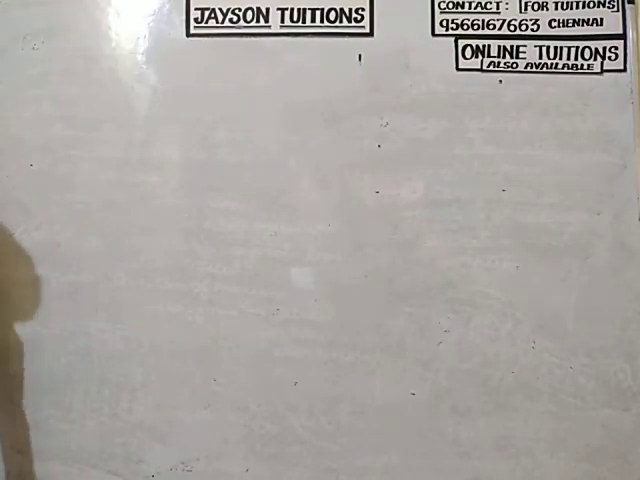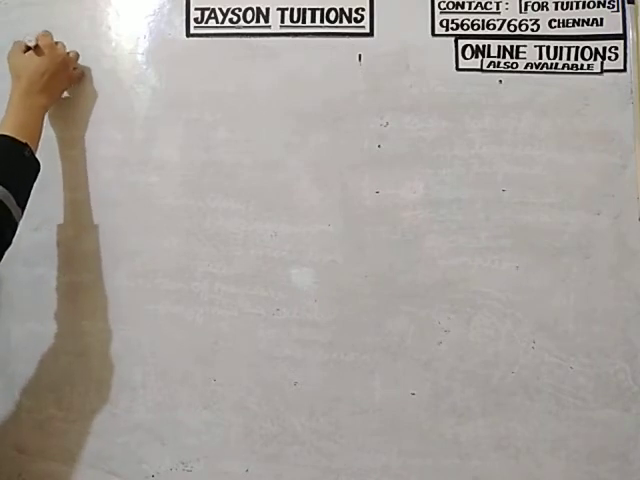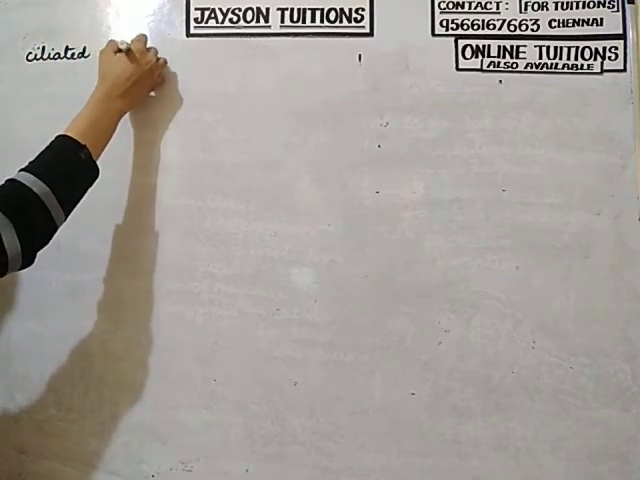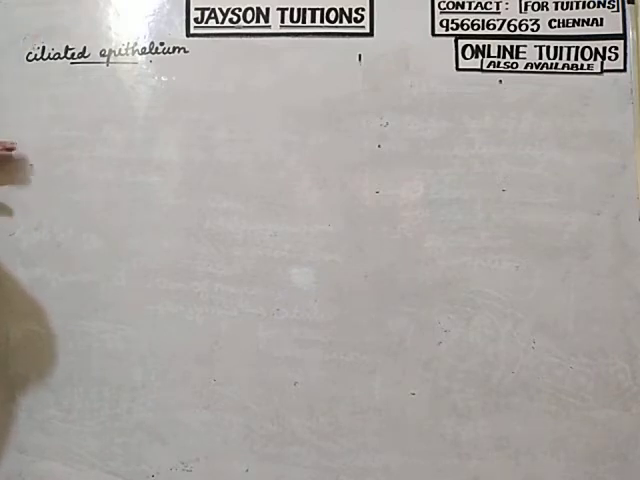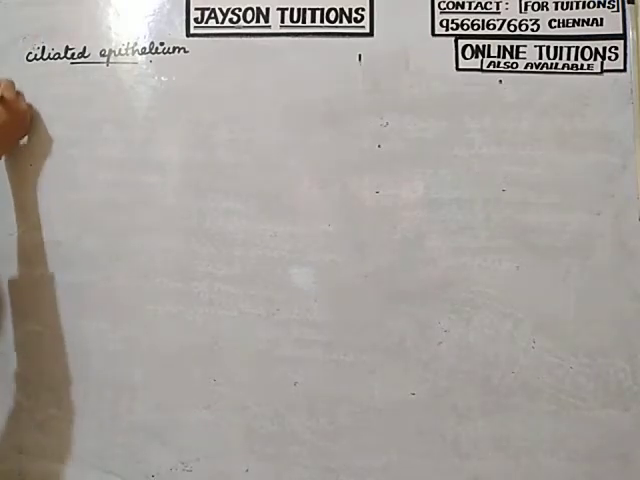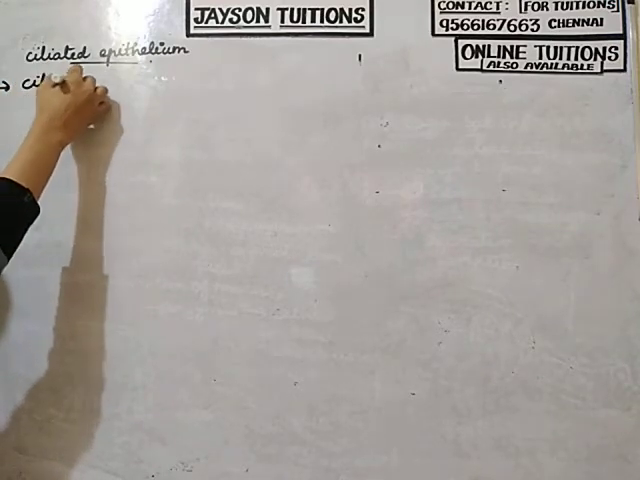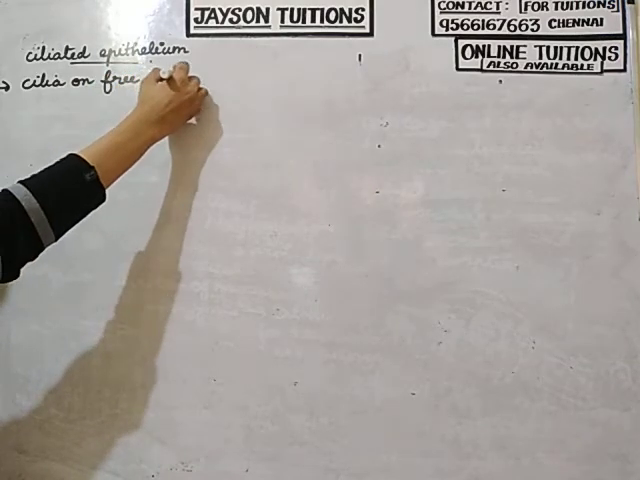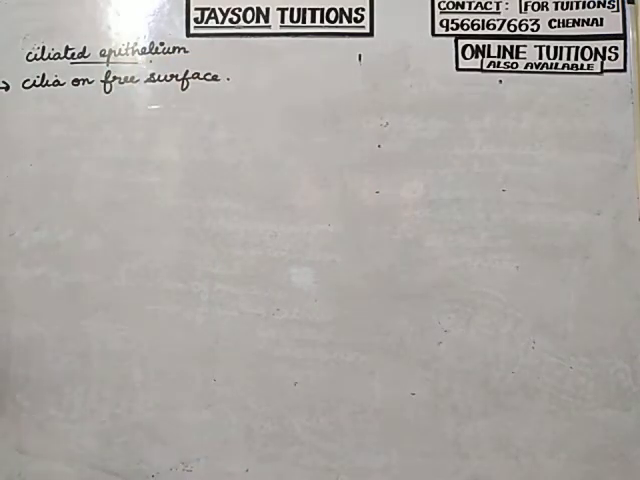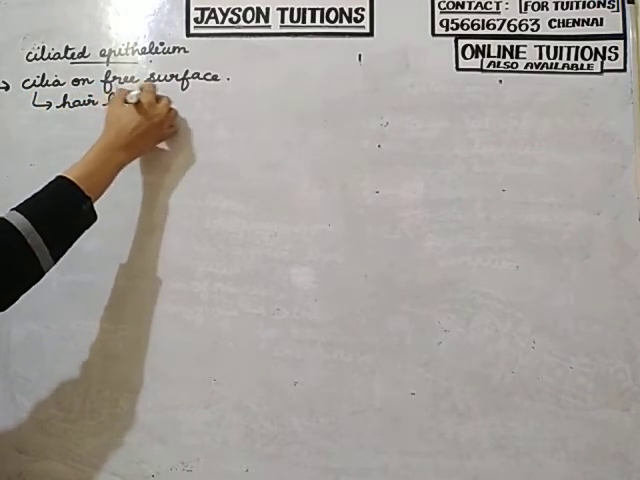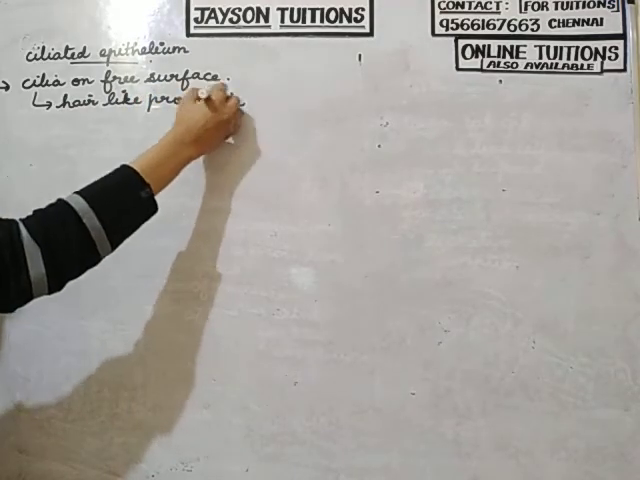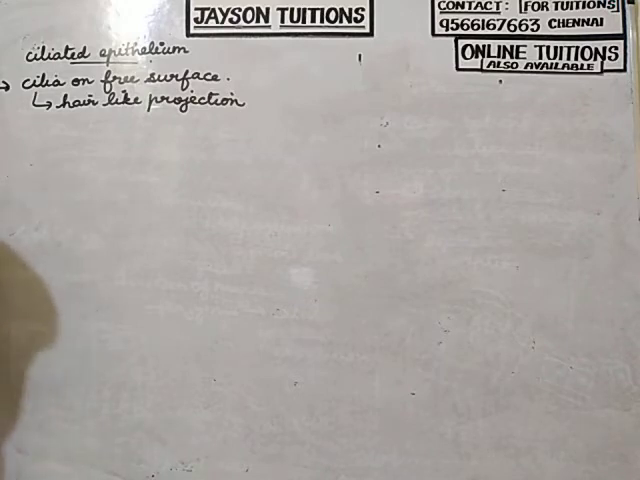The next one is ciliated epithelium. Ciliated epithelium is derived from the columnar epithelium only, but you will have cilia on the free surface. What do you mean by cilia on the free surface? Cilia are like hair-like projections. Small hair-like projections will be seen. So it is ciliated epithelium.